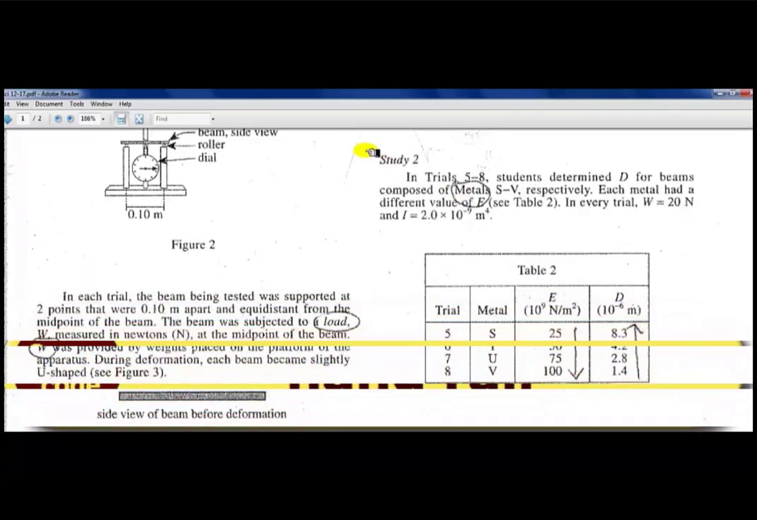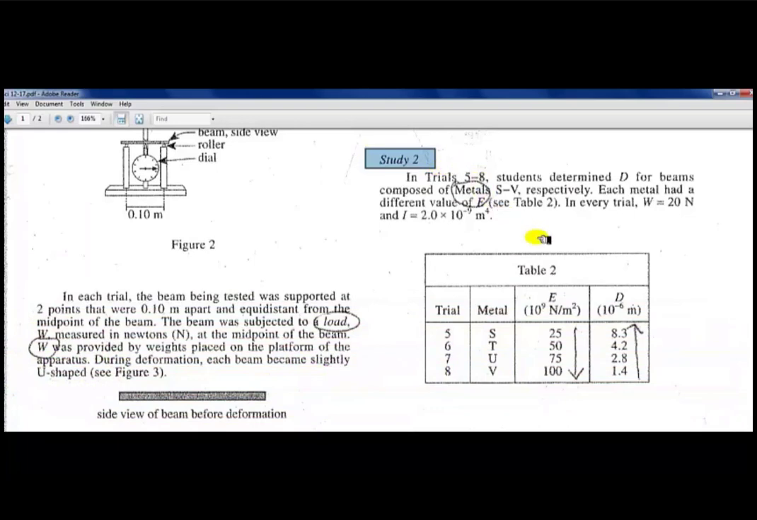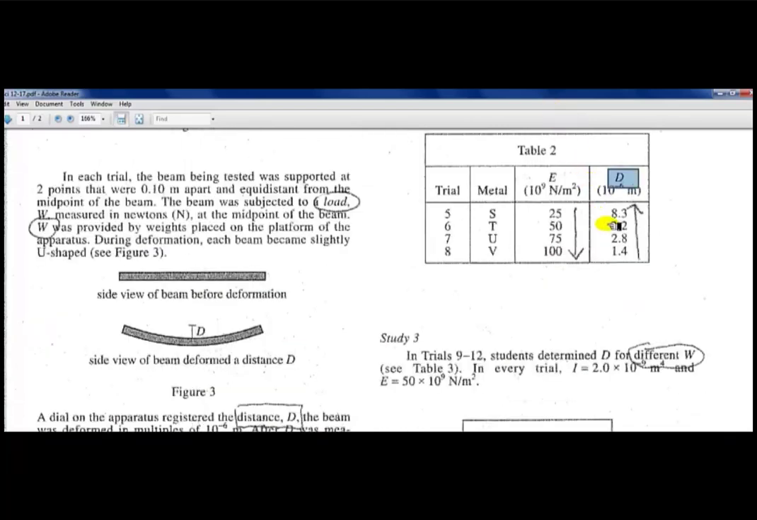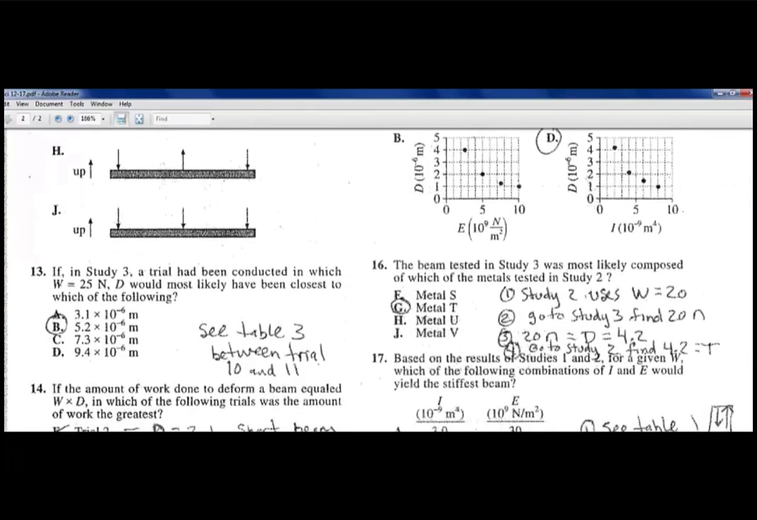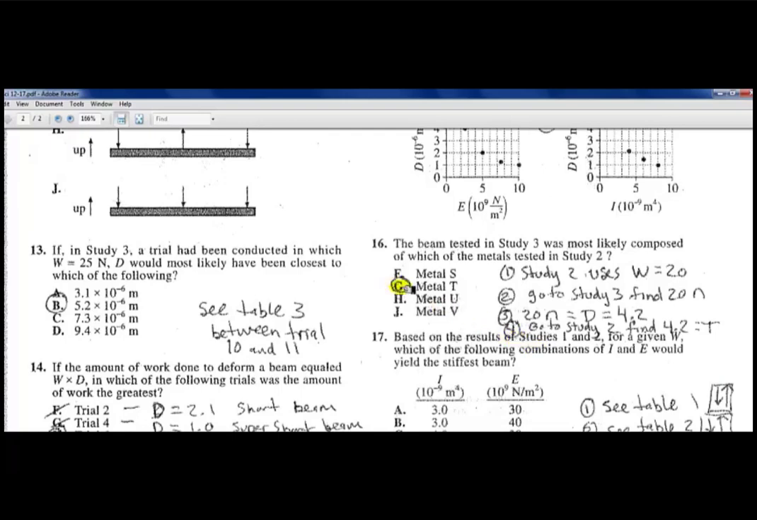Study 2, here's study 2 again. We know that the distance it was transformed was 4.2. So we come over here into the column that says distance, find 4.2, which is right here. And we see that that metal is metal T. Take the information from study 2, throw it into study 3 to get another number, which is the D value. Throw the D value back into study 2 to find out what metal it was, and that will lead you to T. The correct answer on that is going to be answer choice G for 16.